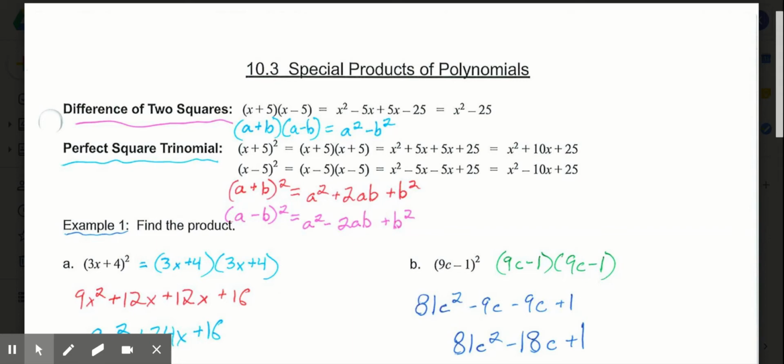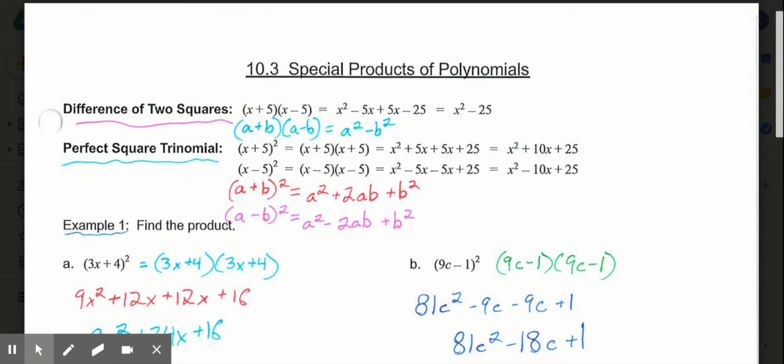So you'll notice that again, because these are binomial-based examples, the FOIL method will work no matter what. So anytime you're dealing with binomials, you can always use the FOIL method. The purpose of these special product rules is to give you some quicker shortcuts rather than using the FOIL method if you recognize any of these situations.